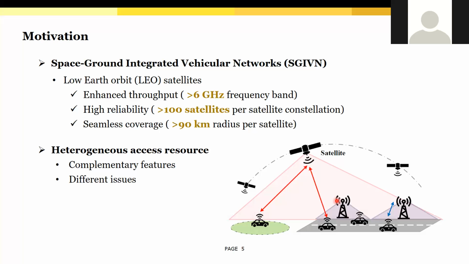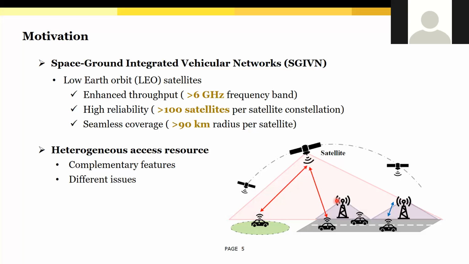Therefore, SGIVN can provide heterogeneous access resources for services, and these access modes have distinct features and issues. For example, for satellite networks, the impact of vehicle mobility is negligible in vehicle-satellite communication, since each satellite has a broad coverage area. However, the propagation delay of the vehicle-to-satellite communication link is non-negligible due to the high altitude of satellites.